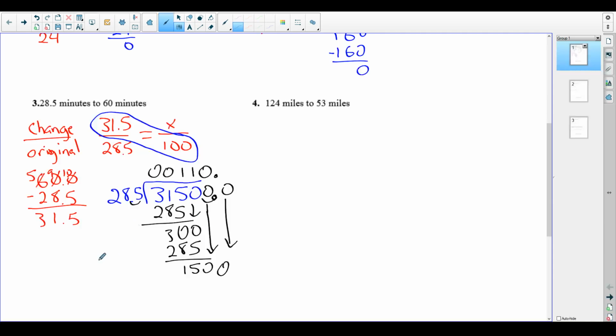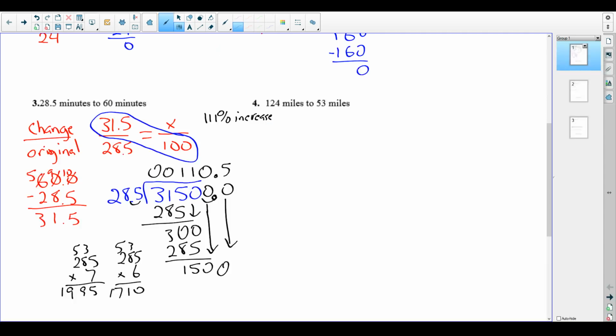I think that's 7 times. Let's find out. 285 times 7. Oh no, that's too much. Let's try 6. I forgot how I rounded this earlier. Okay, that's still a little bit too much. This is actually going to be 5. It's a little bit less than that. And since it's 110.5, if we just wanted to round this off, we could call this 111%. Oh, 28.5 to 60 is going up, so that's an increase.